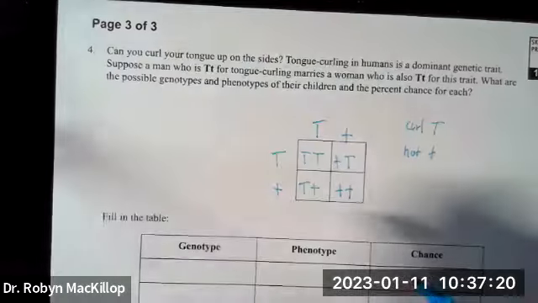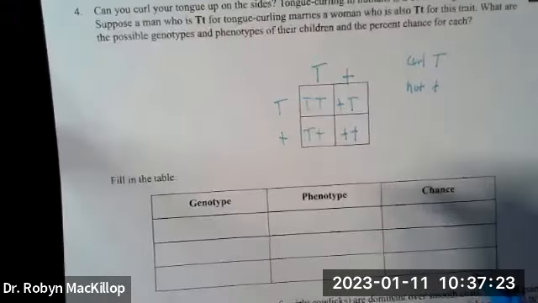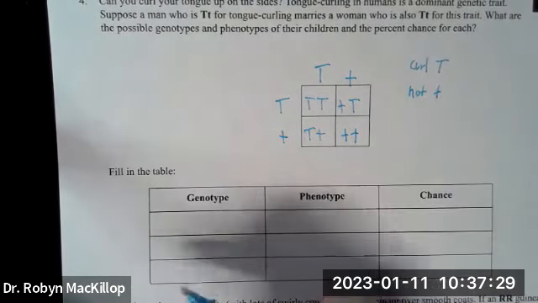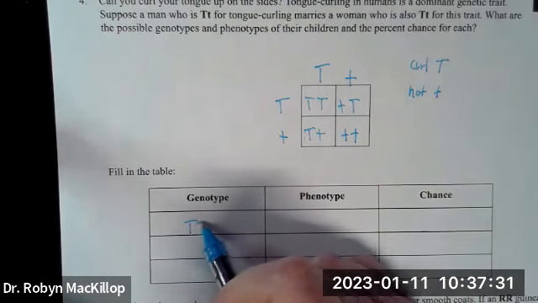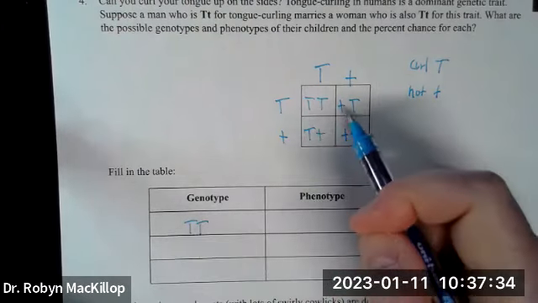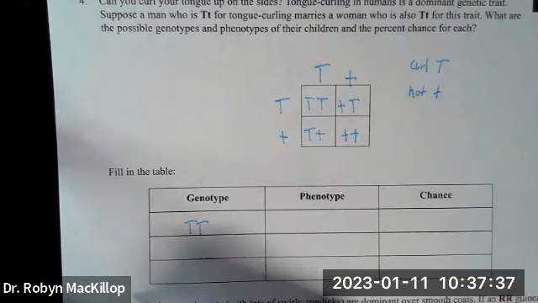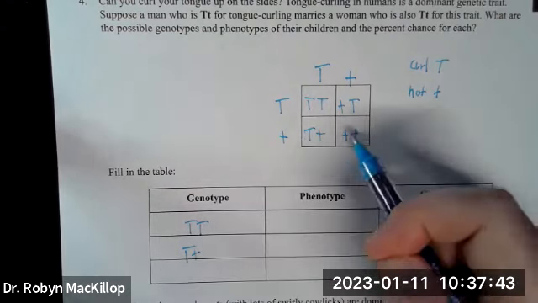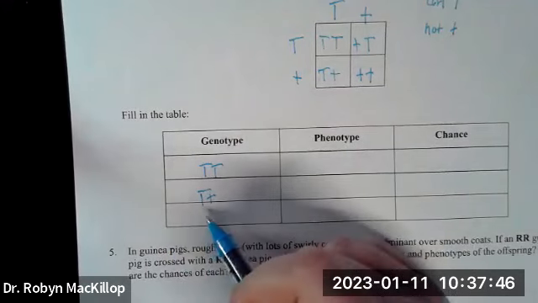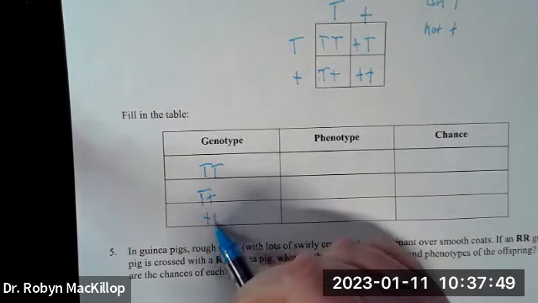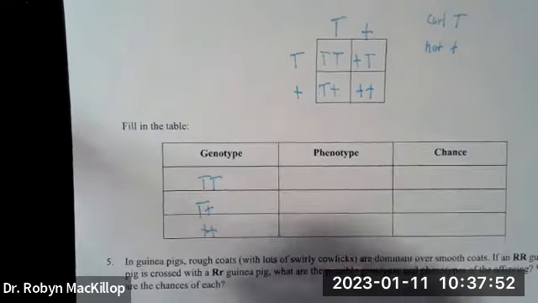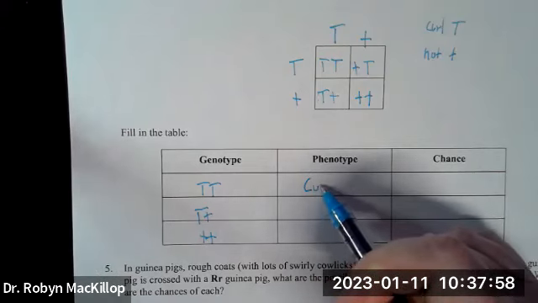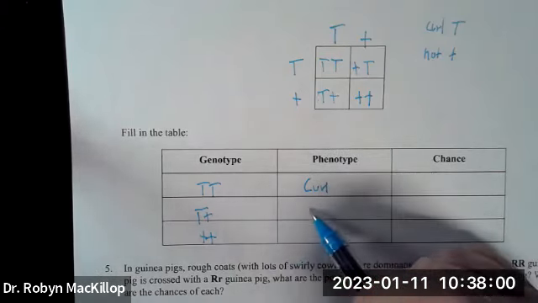And again, we have got 3 genotypes happening with our offspring. We've got a homozygous dominant, big T, big T. We've got 2 heterozygous, big T, little t. And we've got 1 double recessive or homozygous recessive, little t, little t. So what does that mean for what we can see? This kiddo can curl their tongue. These 2 kiddos can curl their tongue.